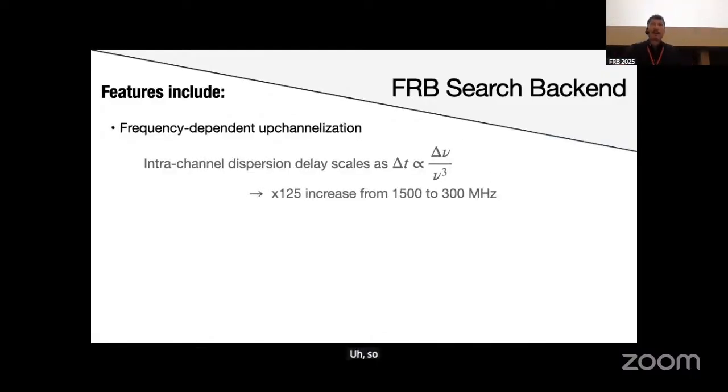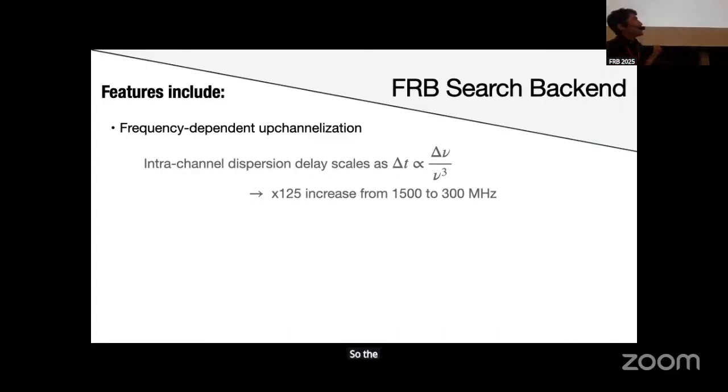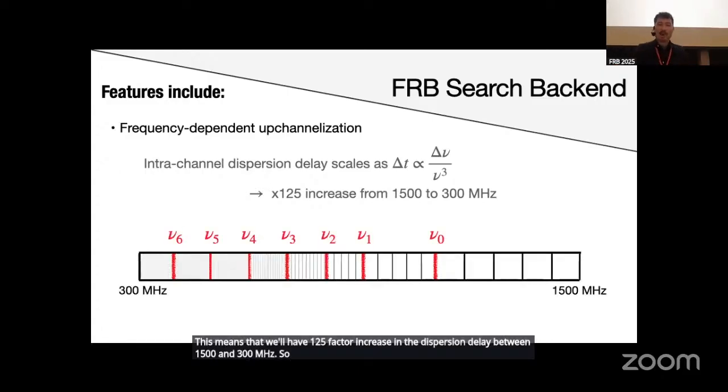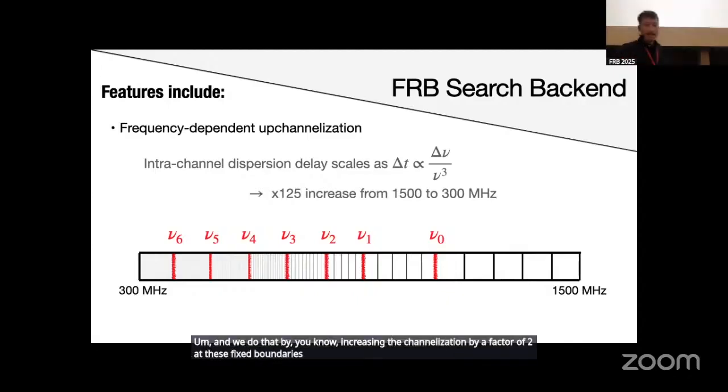So the FRB search backend has a number of additional features. Most of these are being driven by the ultra-wideband. The interchannel dispersion delay scales as frequency to the -3rd. This means that we'll have a 125 factor increase in the dispersion delay between 1500 and 300 megahertz. So to deal with this, we want to narrow our frequency channels as we go to lower frequencies. And we do that by increasing the channelization by a factor of 2 at these fixed boundaries.